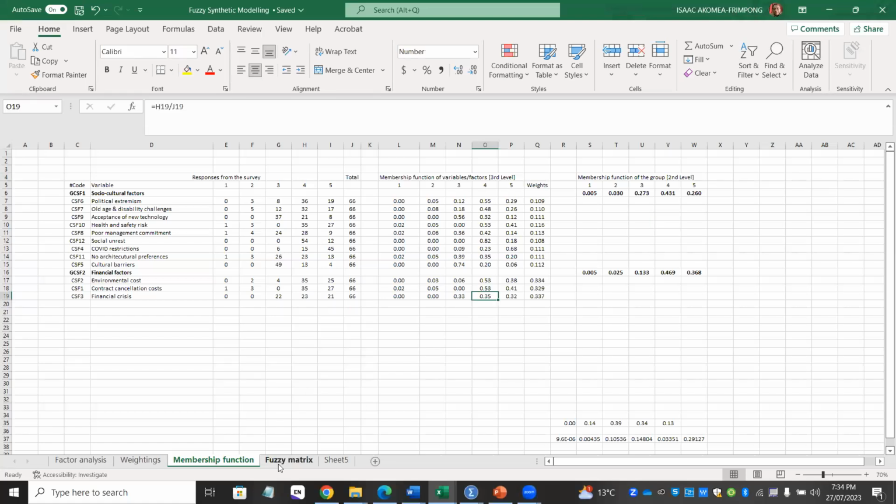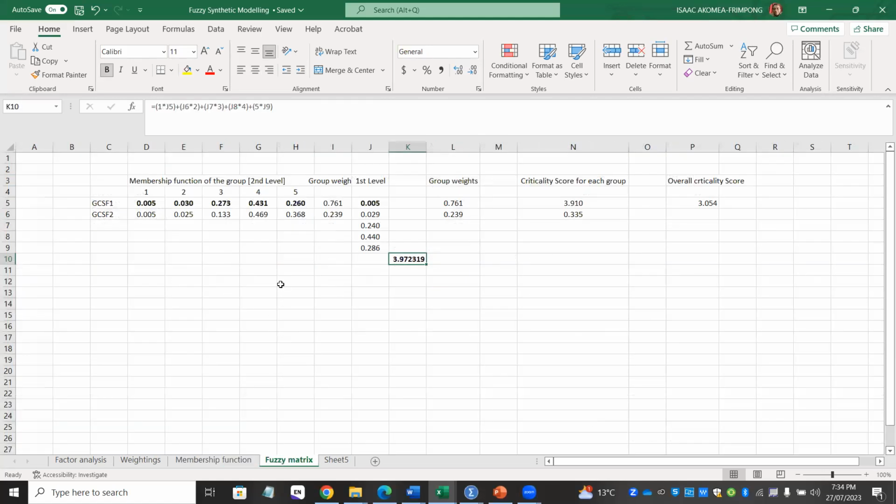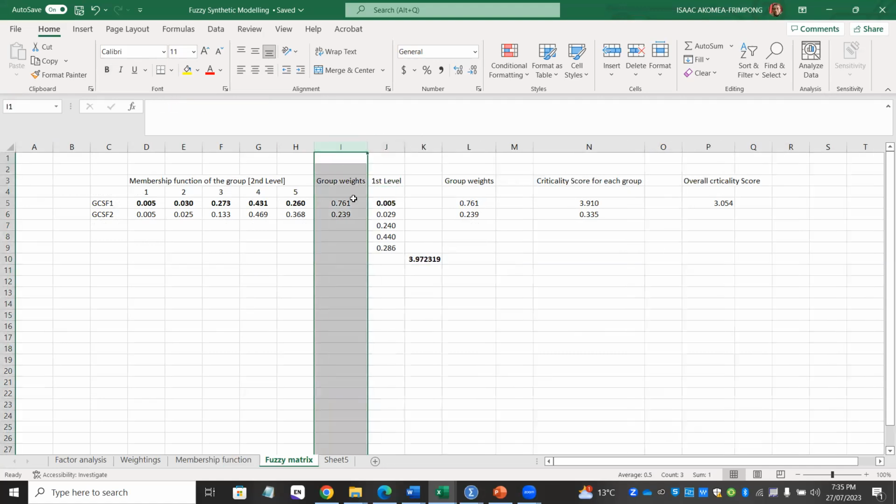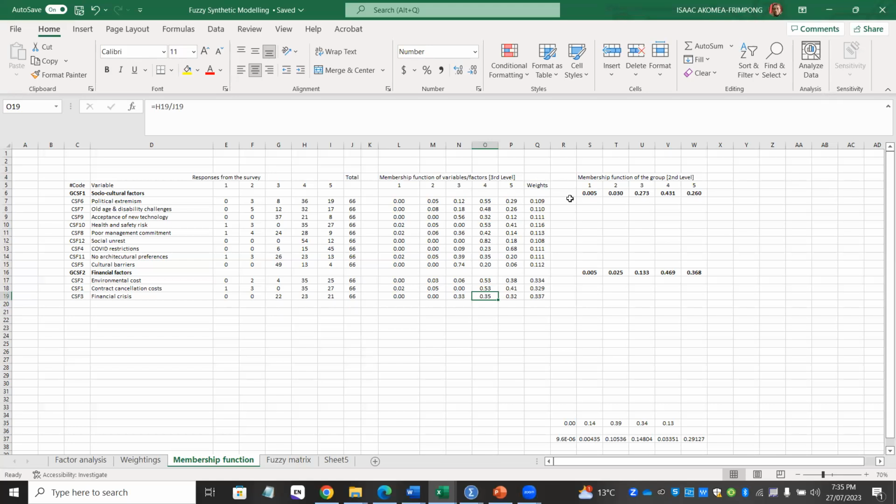Okay, so we have this. Wow, that's fantastic. Any question? If you have a question, get back to me. Great. Now we have to determine the first or the overall. So how do we determine the first or the overall? So once again, we bring in the membership function of the group. Okay, so the same thing that we determined here.